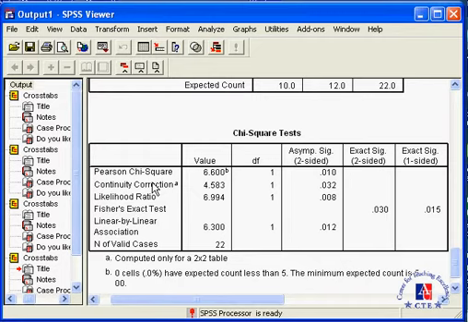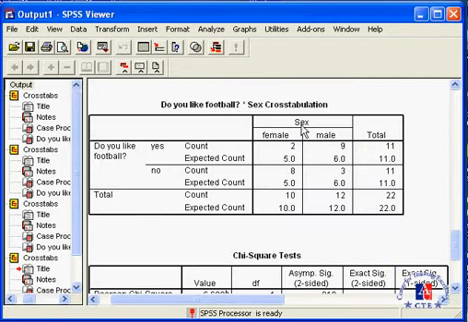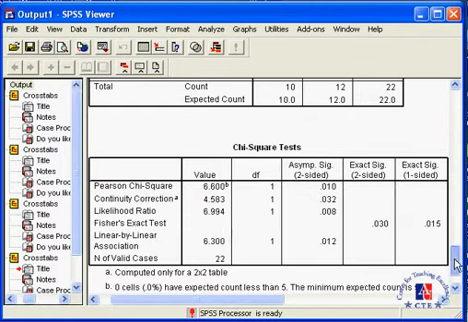Now, we have a 2x2 table that we used for the chi-square with 22 observations. See? Here yes and no, female and male, gives us a 2x2 table. For 2x2 tables, the rule of thumb is this. If your sample size is greater than 50, use the Pearson chi-square. If your sample size is between 20 and 50, use the Yates correction for continuity instead. It is a conservative correction of the Pearson chi-square. If your sample is less than 20, use the Fisher's exact test.